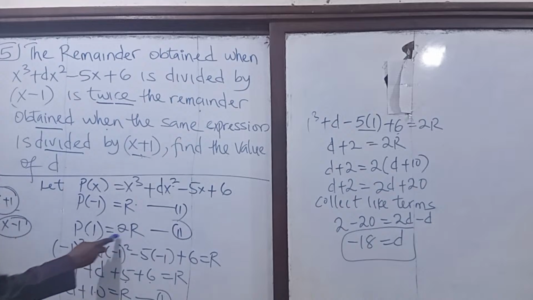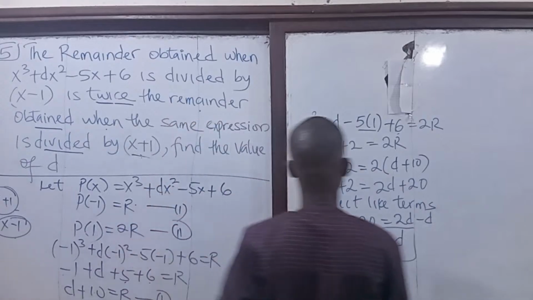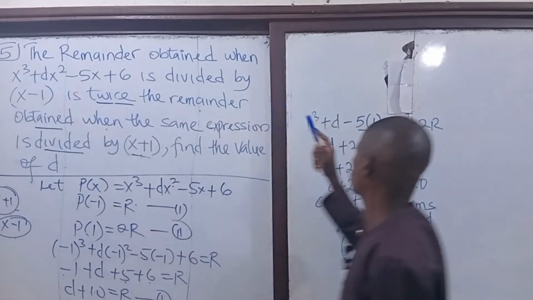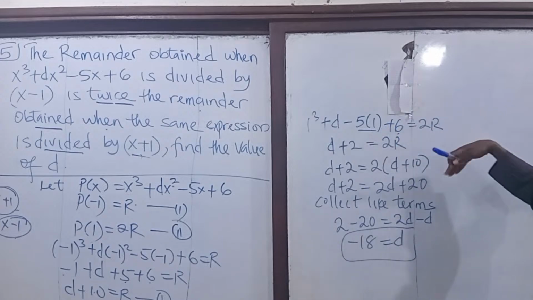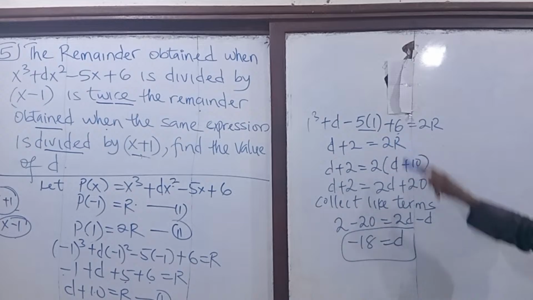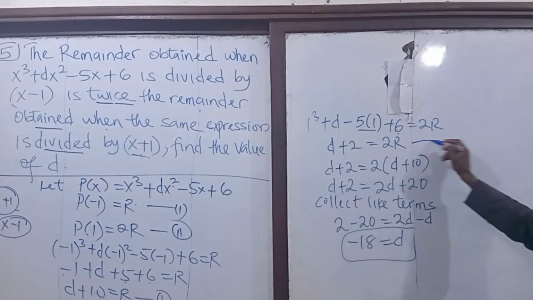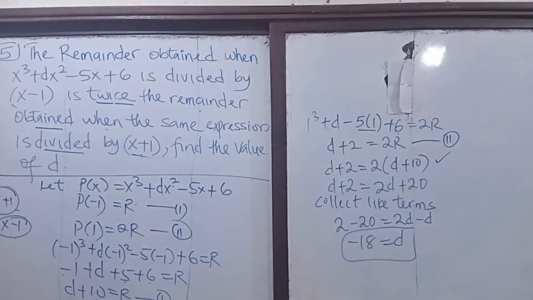So we are able to form the second equation, and then make substitution for the first one. It generated d plus 10 equal to R. You can check the substitution. Then make substitution for p of 1 also. For p of 1, that will be 1 cubed plus d times 1 squared, that's d, minus 5 times 1 plus 6 equal to 2R. Do that, and we're going to have d plus 2 equal to 2R. Then you can substitute equation 1 into equation 2. If you do that, you get your d. So that's that on that case.